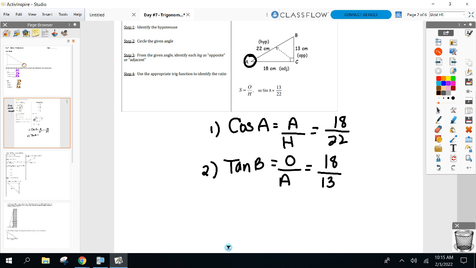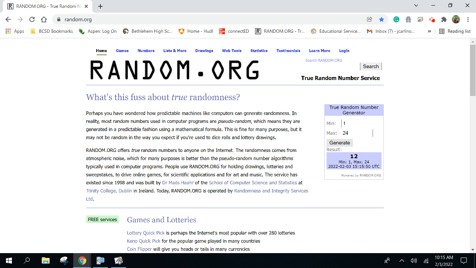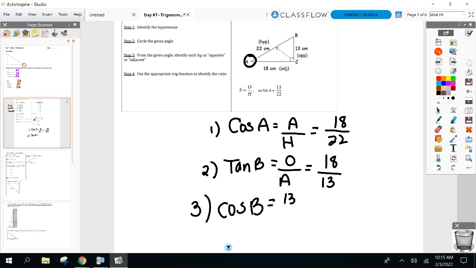One more. See if you guys can try this one out on your own. Let's do cosine B. Cosine of B. All right, cosine B. What's your ratio here? 13 over 22. Yep, 13 over 22, adjacent over hypotenuse from B. So is everyone all right finding the ratios? That's your first job on tonight's homework.